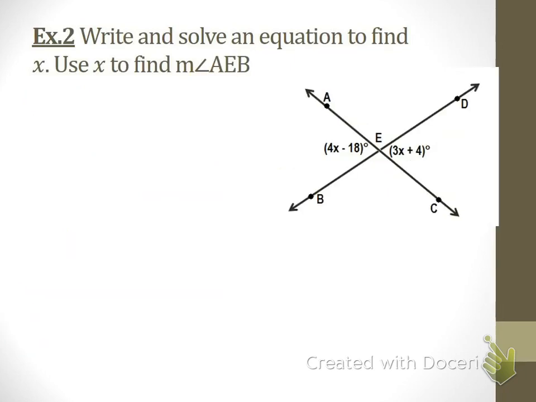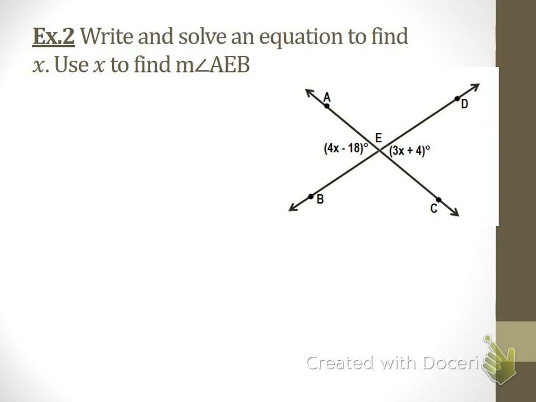All right, on our next one. Again, we are writing and solving an equation to find x, using x to find the measure of angle AEB. This time, we have to find x to find AEB. We don't have enough information to know what it is otherwise. So the angles that they labeled, what is their relationship? They are vertical angles, which means they are the same or congruent.